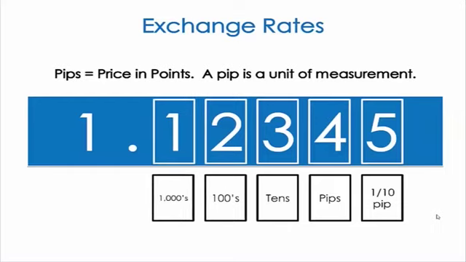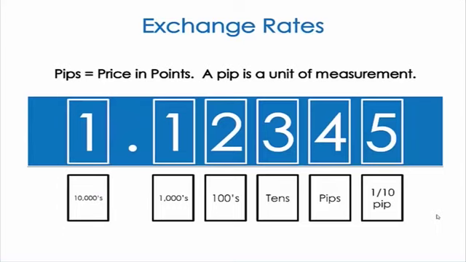And looking at the first decimal place, we can now see we're looking at thousands of pips. So 1, 2, 3, 4, 5 is in fact 1,234.5 pips. Now, that's all looking at the right-hand side of the decimal place. As soon as you jump across to the left-hand side, everything just continues on. So from thousands of pips, we're now looking at tens of thousands of pips.